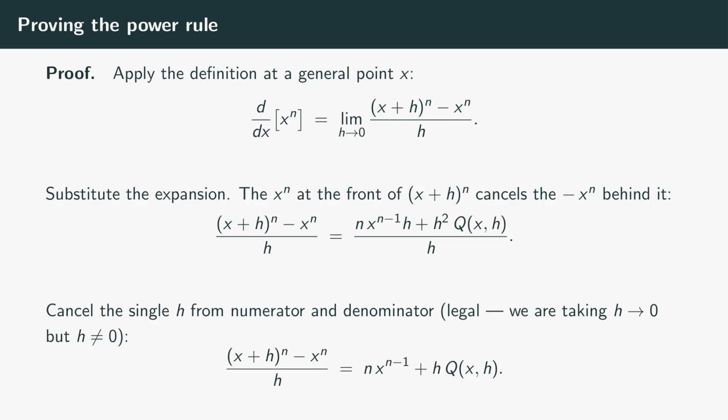Every term in the numerator has at least one factor of h. The denominator is also h, so factor h out of the numerator and cancel one factor with the denominator. We are working at h not equal to 0, so that cancellation is completely legal. Same logic as the x squared example last time. What's left in the difference quotient is n times x to the n minus 1 plus h times that polynomial q. Now take the limit. The first term doesn't depend on h at all, so it just sits there at n times x to the n minus 1. The second term is h times something bounded, and h goes to 0, so that term vanishes. What survives is n times x to the n minus 1. That's the rule. Box it.